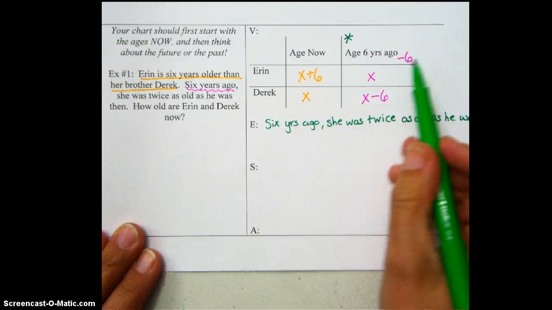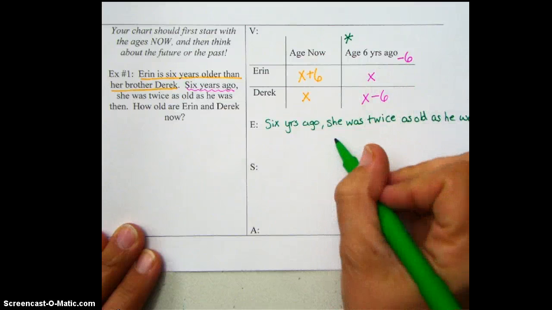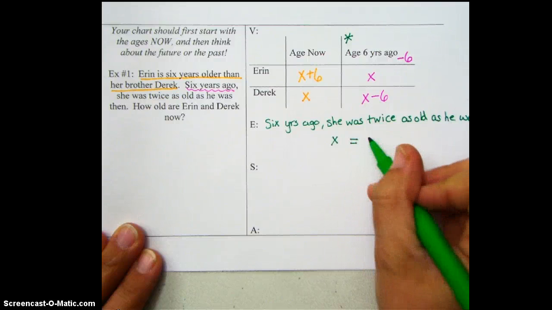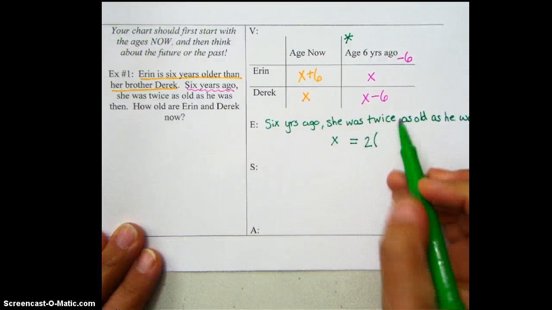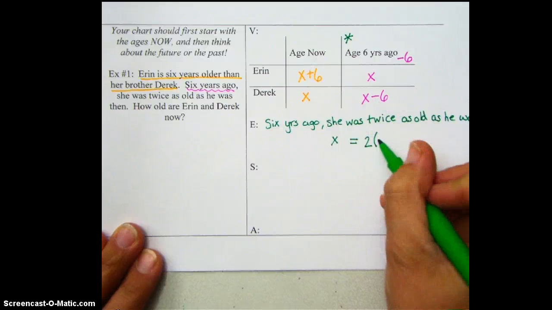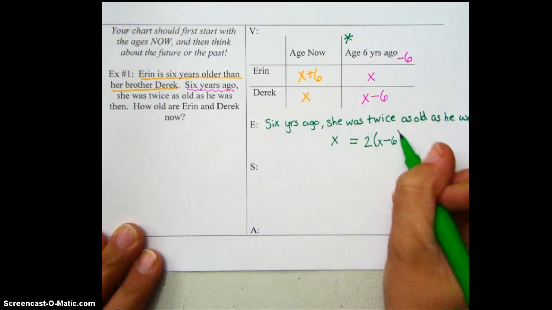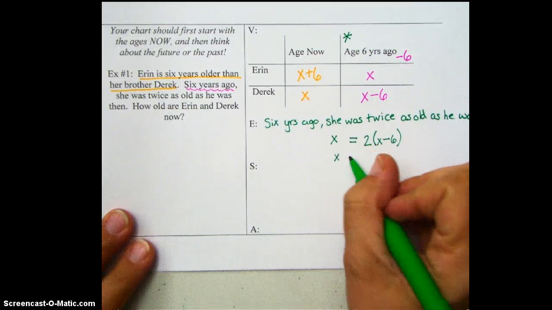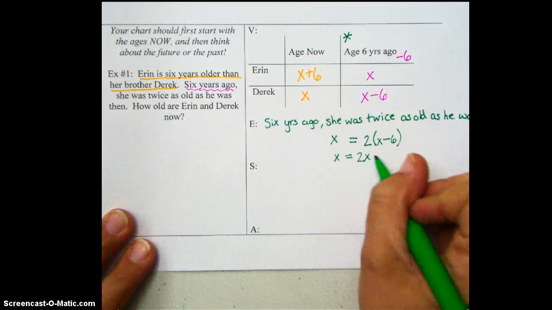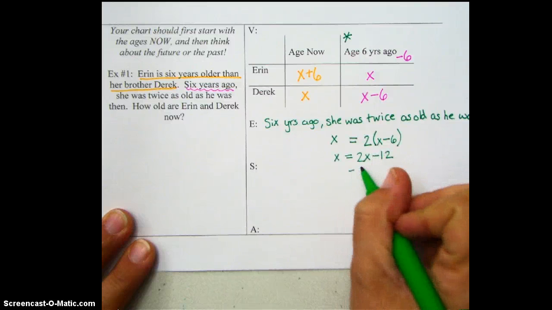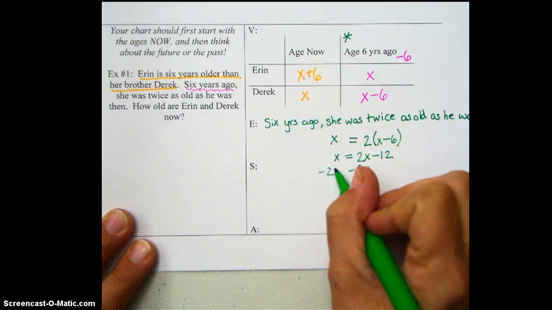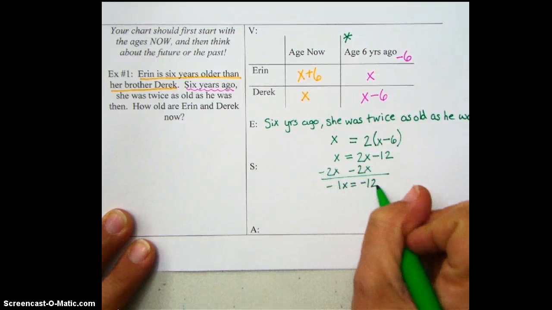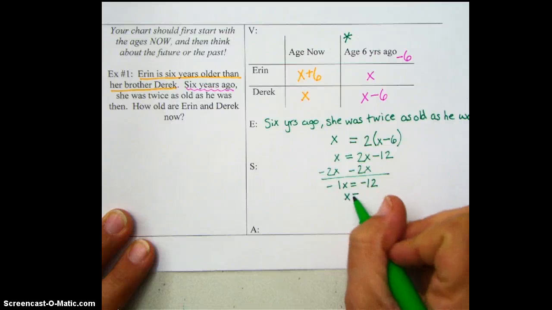So she, in the 6 years ago column, was X. The word was translates to equals. Twice means 2 multiplied by, and then his age in that column is X minus 6. Now we're going to go through and solve. If we distribute the 2, we get 2x minus 12. If we subtract 2x from both sides, we end up with negative 1x equals negative 12. And if we divide by negative 1, we get x equals positive 12.